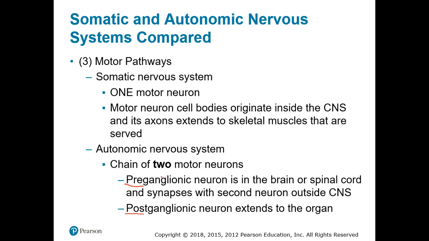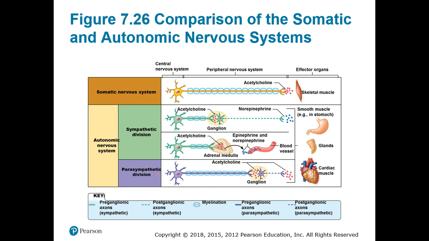So think of like a pre and post test. Pre is before, post is the second one. If you look at this picture, here is going to be your preganglionic axon or your preganglionic neuron. Here it synapses into your second one.